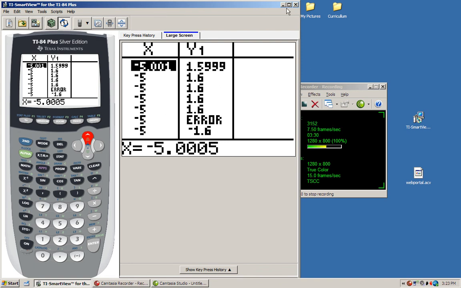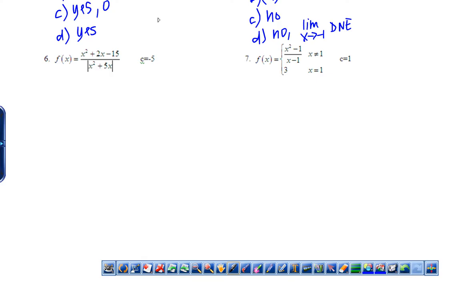So if I go back to my page, from the left side, it's approaching 1.6. From the right side, it's approaching -1.6. Does it exist?